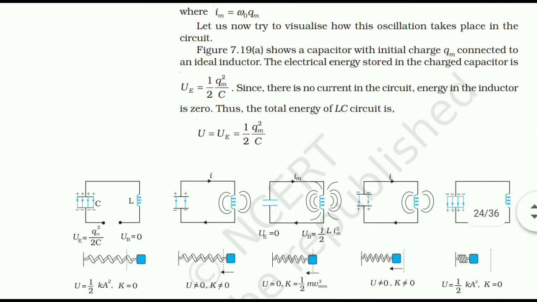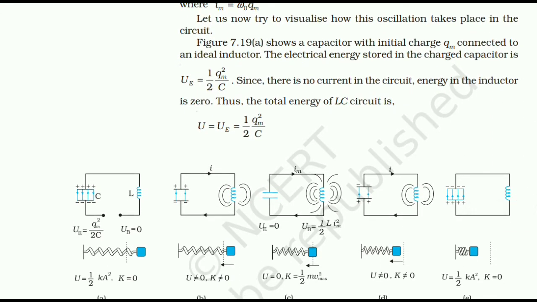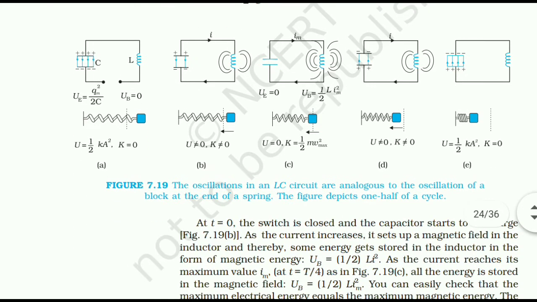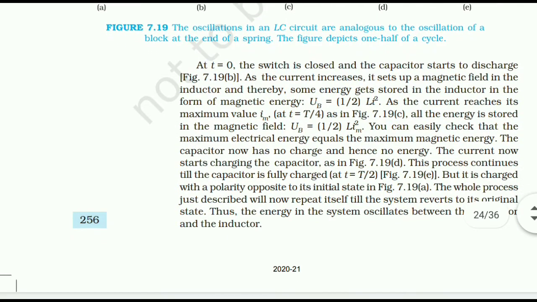Figure 7.19a shows a capacitor with initial charge Qm connected to an ideal inductor. The electrical energy stored in the charged capacitor is UE is equal to 1 by 2 Qm square upon C. Since there is no current in the circuit, energy in the inductor is 0. Thus, the total energy of the LC circuit is U is equal to UE, 1 by 2 Qm square upon C. At t is equal to 0, the switch is closed and the capacitor starts to discharge.